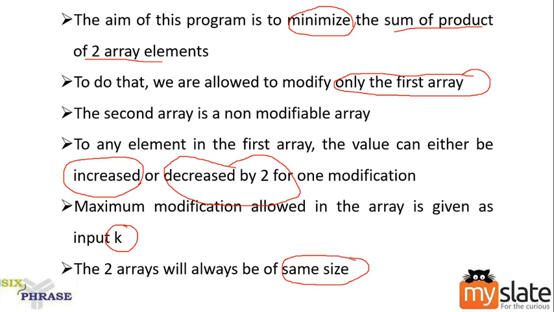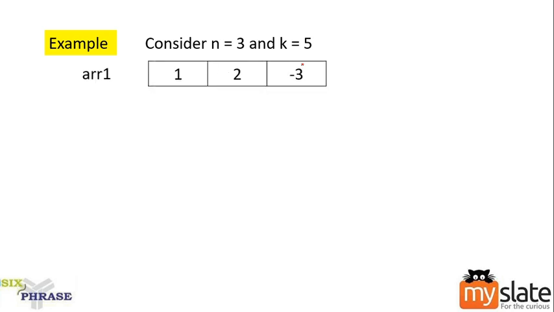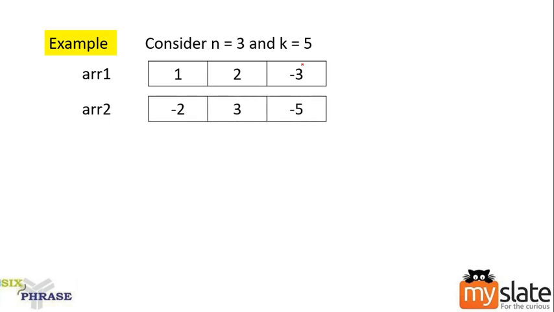Alright. So let us take the same problem and work with an example. With an example, we will learn. Take a look at the example now. Let us consider n value is 3 and k value is 5, and we will be provided with two arrays. Array 1 with elements 1, 2, minus 3, and array 2 with elements minus 2, 3, minus 5.